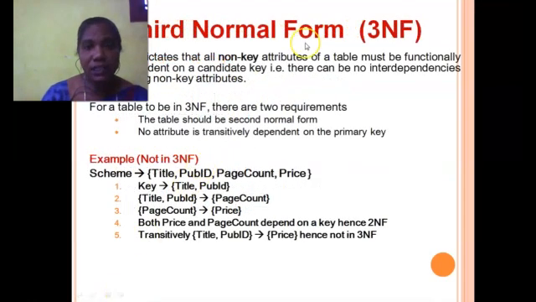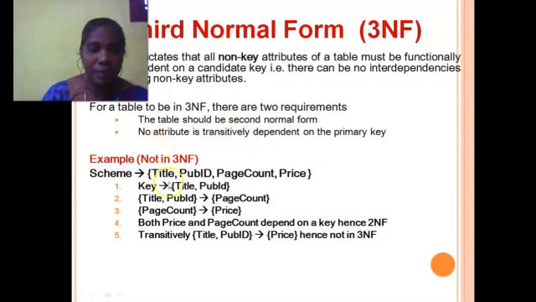Next, we go to the third normal form. Third normal form also includes the second normal form, and what are the requirements? The non-key attributes of a table must be functionally dependent on a candidate key. That means there can be no interdependencies among non-key attributes. For a table in 3NF, there are two requirements: it should be in second normal form, and no attribute is transitively dependent on the primary key.